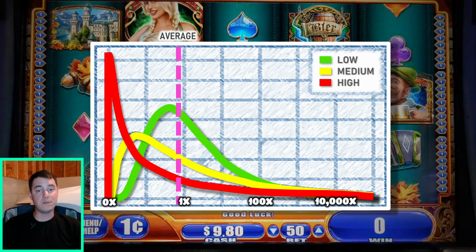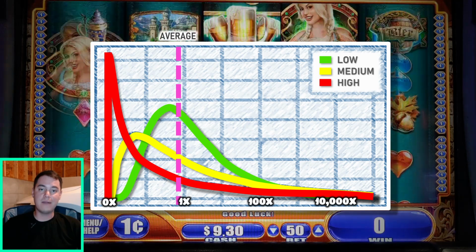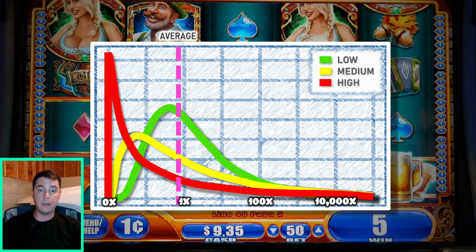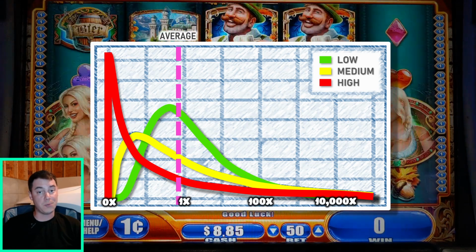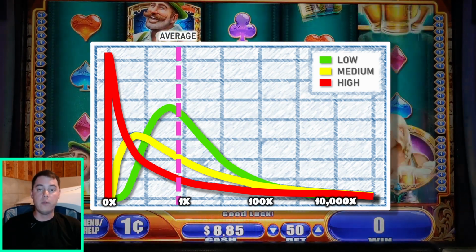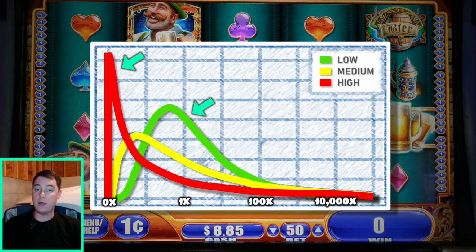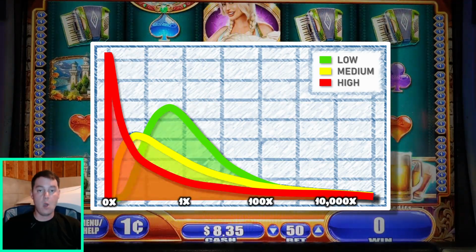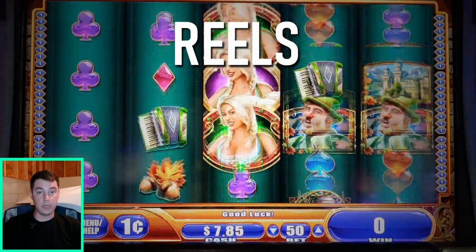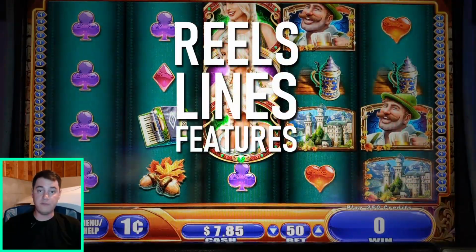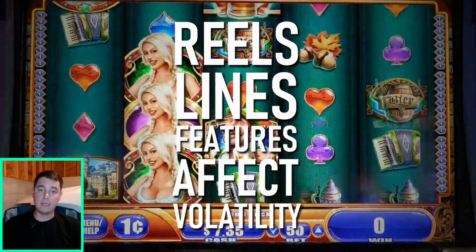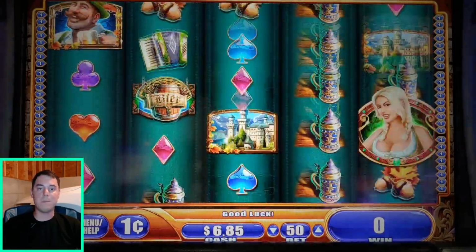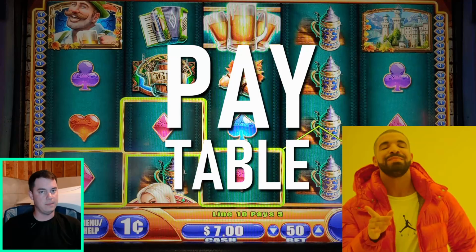Why is this important for slots? Because slots are inherently random, and they follow the laws of probability when played over the long term. And based on the game design, the probability curve could look wildly different, but still have the same overall payout. While it is true that the number of reels, or lines, or even features affect a game's volatility, the most important factor is the game's pay table, period.